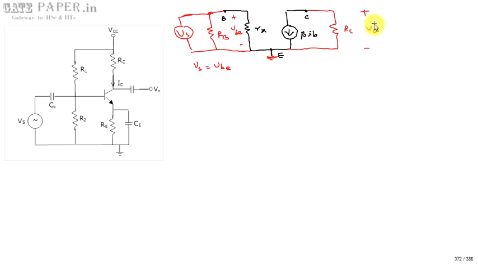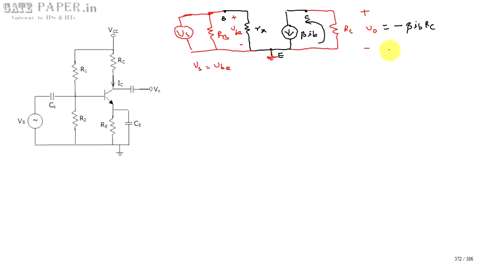Now V0 can be written as the voltage across RC. The current is flowing in this direction, but the V0 polarity says the current should go downwards while the actual current is flowing upwards, so we include one minus sign: V0 equals minus beta IB times RC.